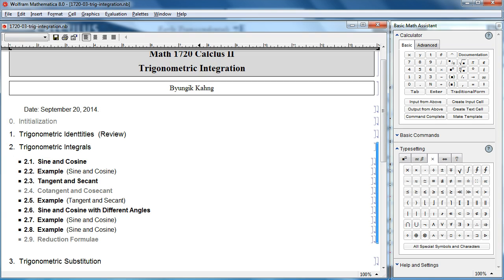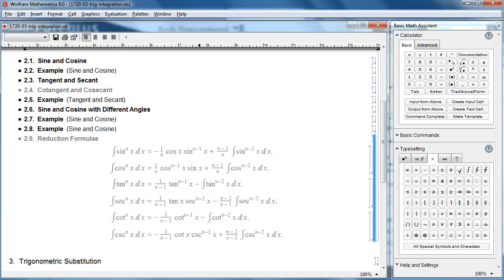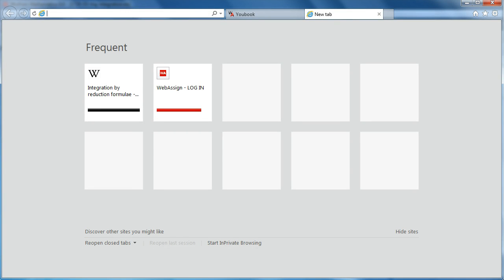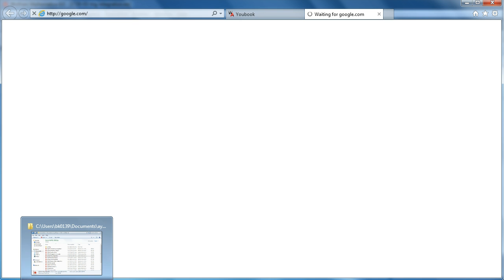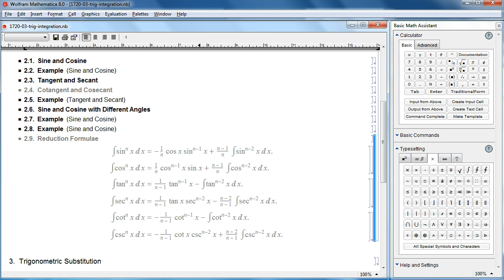And the very last subsection here is the reduction formulae, and we have these 6 formulae. As a matter of fact, there are more reduction formulae, to tell the truth. If you go over to the internet and type in any web browser or web search engine, it's taking too long. Okay, never mind. Let's go back to my Mathematica notebook here.